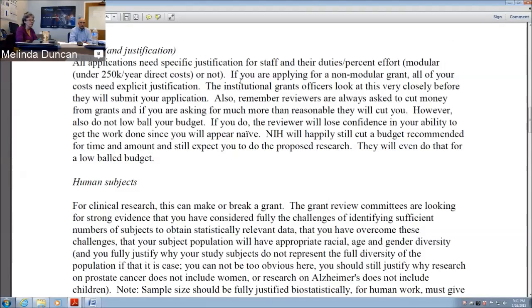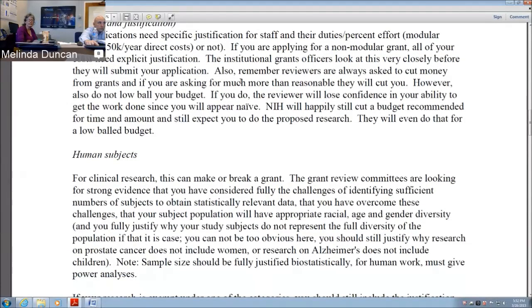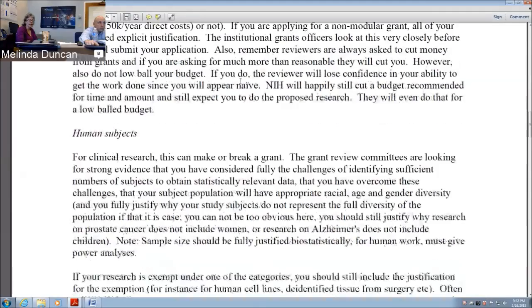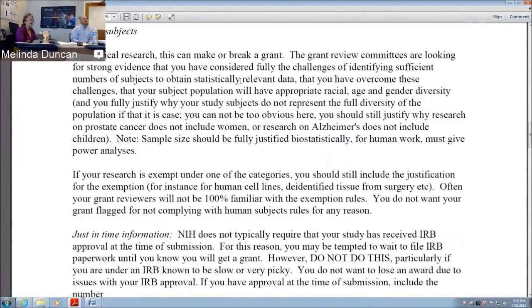For animal subjects, there are 5 different sections where you really have to explicitly address things. Don't just say there's going to be veterinary care. Give the name of the veterinarian, where they got their degree, how long they have been doing animal work, and so forth and so on.